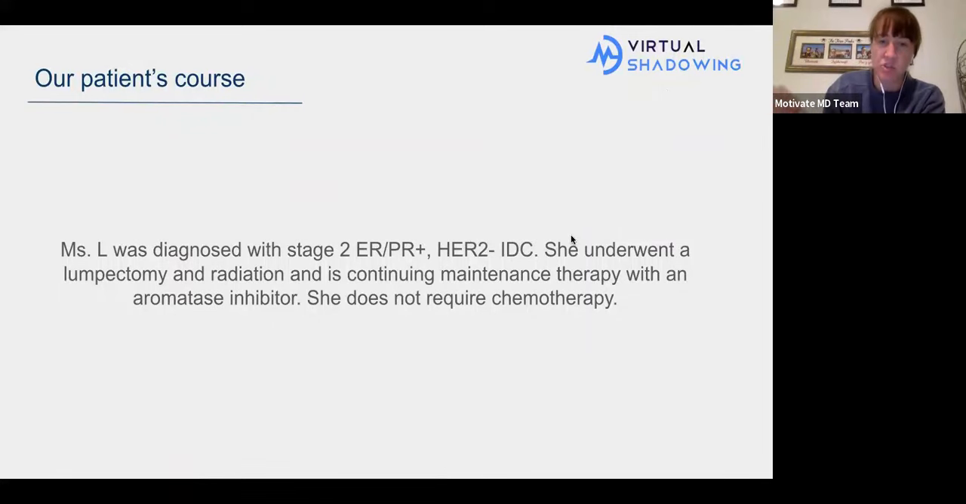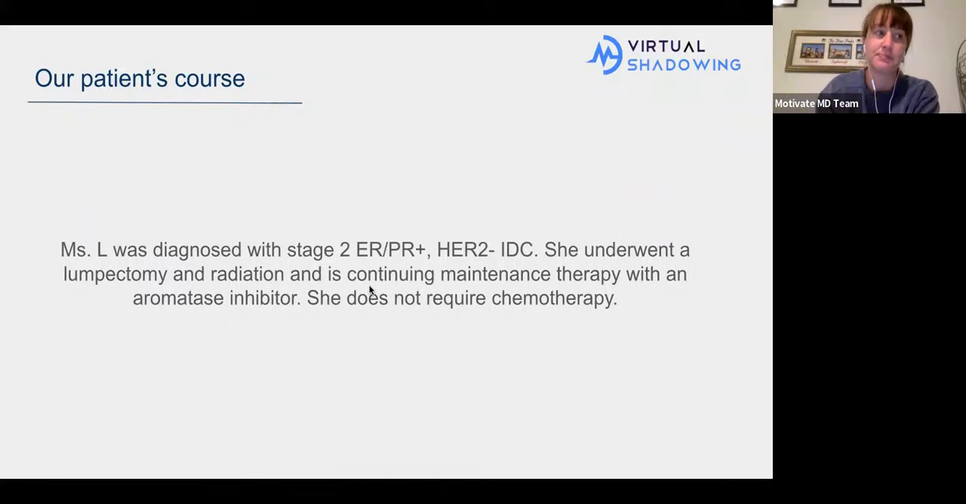So to treat her, she did what we would usually recommend for most patients who come in with early stage cancer like this. She underwent a lumpectomy and radiation and is continuing maintenance therapy with an aromatase inhibitor, again, because she's postmenopausal, and so her estrogen source is her fat tissue. Right. And so we just inhibit the specific enzyme that's responsible for creating the estrogen in her fat tissue. And she does not require chemotherapy. She will probably be on an aromatase inhibitor for about 5 years. So it's usually 5 to 10 years, right?